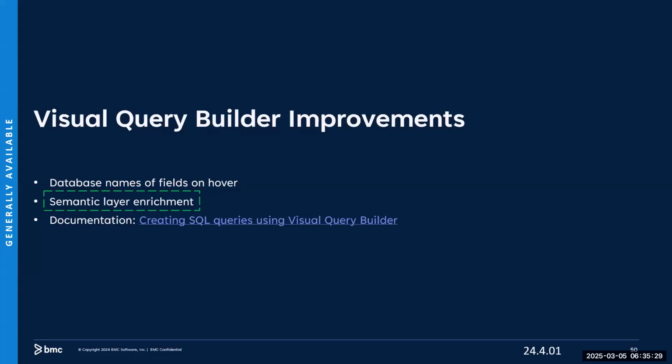Some recent enhancements in Visual Query Builder are that when you hover the mouse over a field, it displays the database name. It's always helpful if you understand the schema, the underlying form and field, and the view, then it always helps to know what is the field that is being shown on the UI.